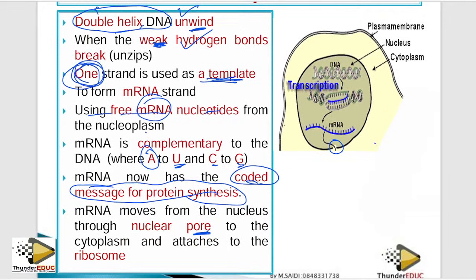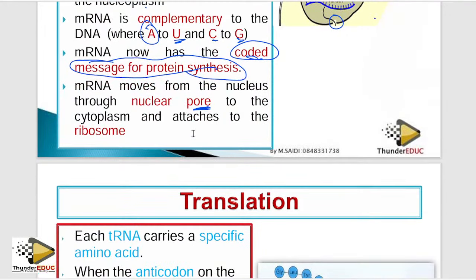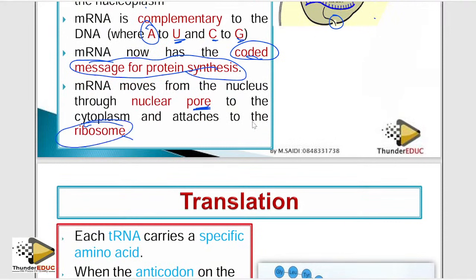So that is it. Then now what happens, the next step is, now this messenger RNA, it will move out of the nucleus via the nuclear pore. And then where does it go? It goes to the ribosome. It goes to the ribosome where it attaches itself. And then the moment it is there, translation occurs. So what are you supposed to write?